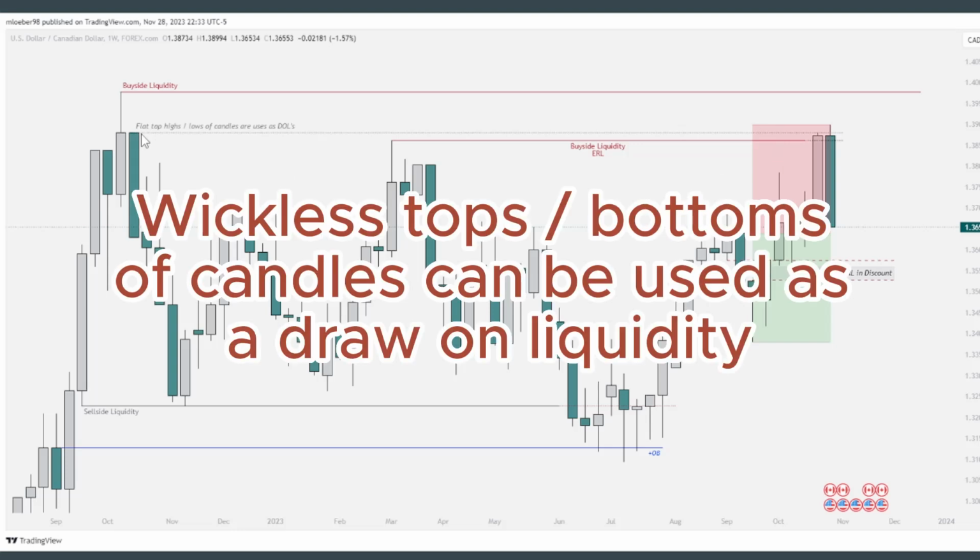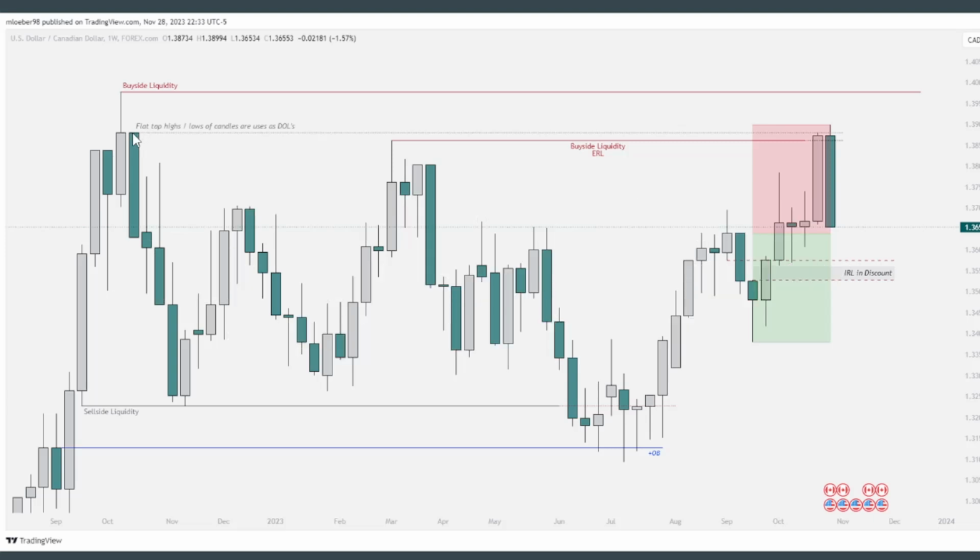This flat top high, or also flat top low, can be used as drawn liquidities because this has inefficiency in price action. So price came back up, retapped into that flat body high, filled in that inefficiency in price, and then we continued to drop, displacing lower.